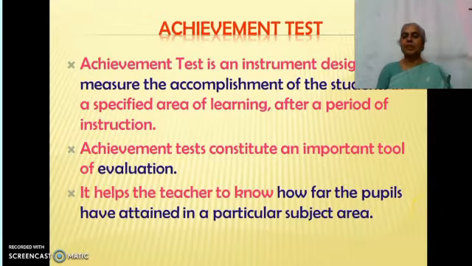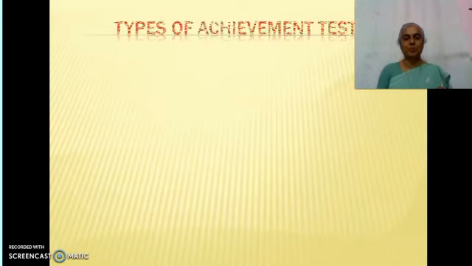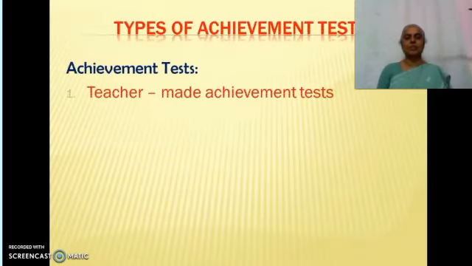That means maybe a unit test, a slip test, or a monthly test, or a quarterly or half-yearly or annual exam. All these can be considered as achievement tests. So it becomes an important tool of evaluation. This also helps the teacher to know how far the pupils have attained in a particular subject area. With that, the teacher will be able to assess whether the student has understood the subject matter in a proper way. What are the types of achievement tests?